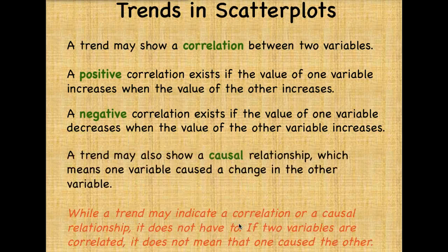Also, as we said, a trend may show a causal relationship, which means one variable caused a change in the other variable. This is not always the case. Sometimes we just see a trend, there's a correlation, but it doesn't always mean that we have causation.